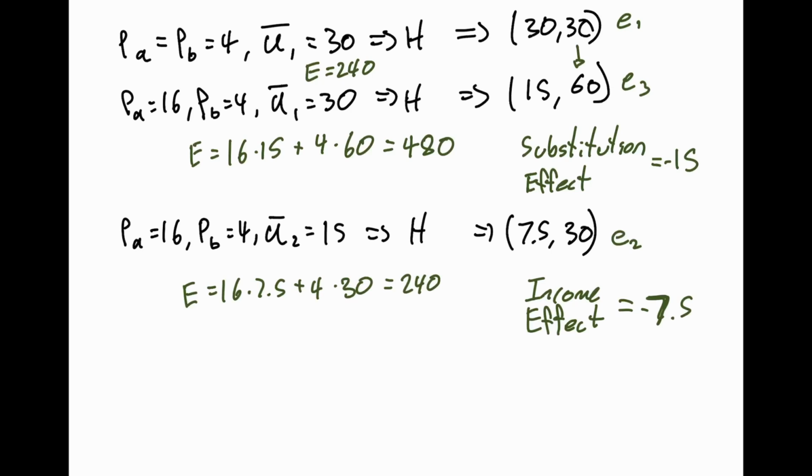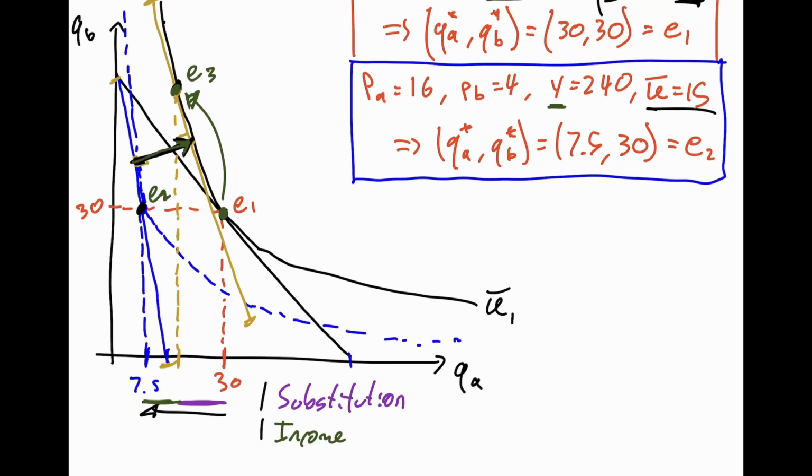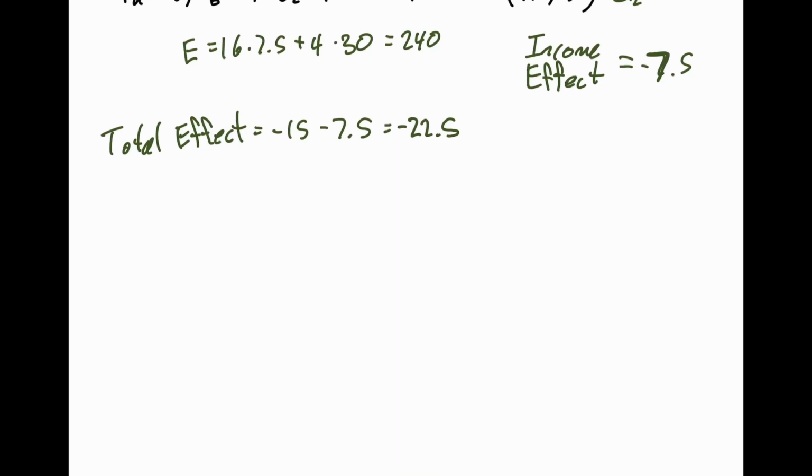Okay. So then the total effect is just the sum of the two. So we have negative 15 and negative 7.5. And sort of by construction, this is going to be our negative 22.5, which is the total effect we observed here, going from 30 to 7.5. Okay, so that's income and substitution effects.